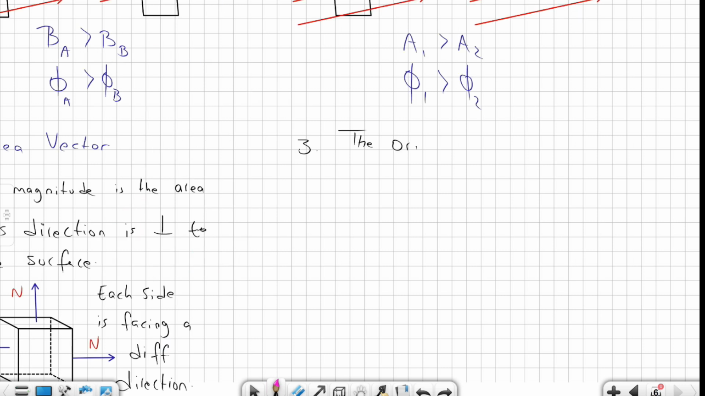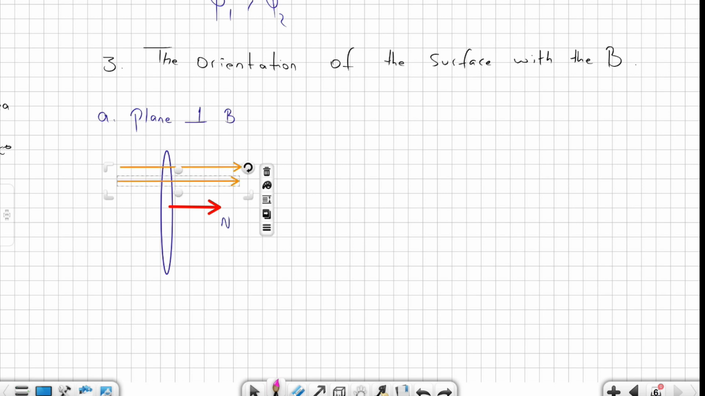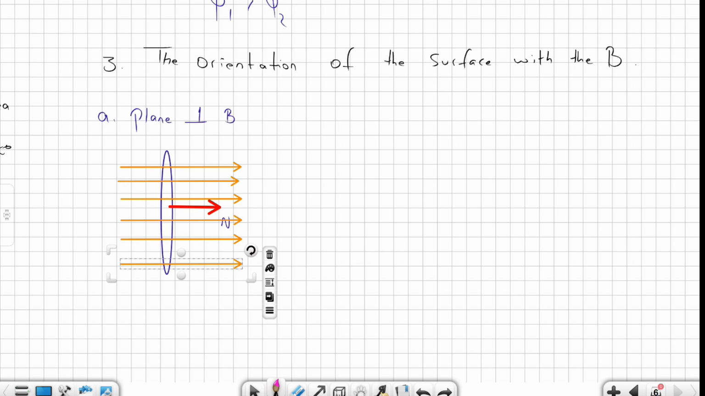The third point talks about the orientation of the surface or the plane with respect to the magnetic field. And here we have three cases. When the plane or the loop is perpendicular to the magnetic field and this loop is facing the right side, so the area vector or the normal will be also to the right. Some magnetic fields are passing through this area, the loop or the plane perpendicularly. So the normal and the loop are parallel to each other. So if the plane is perpendicular, the normal is parallel. And we need the angle between normal and the field all the time. So the angle between them is equal to 0.